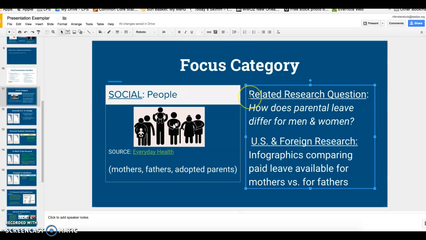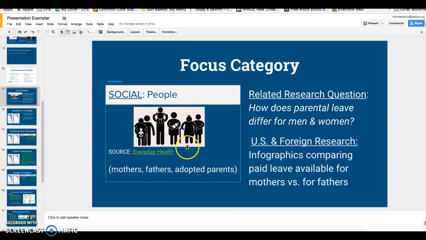Also on the slide is the related research question. What specifically are you trying to answer in the second half of your presentation? And then generally speaking, what kind of information are you going to be analyzing to answer this question?